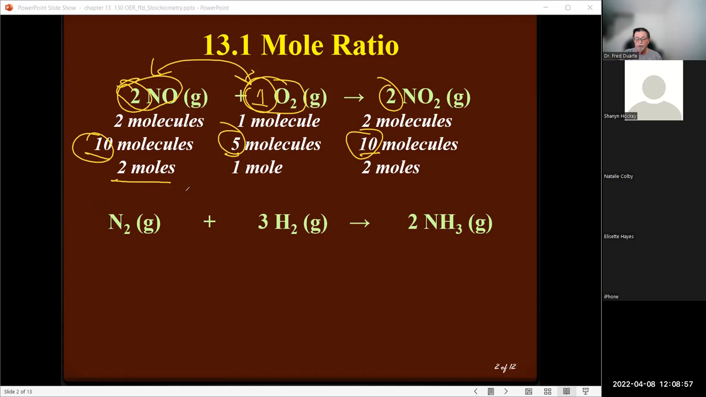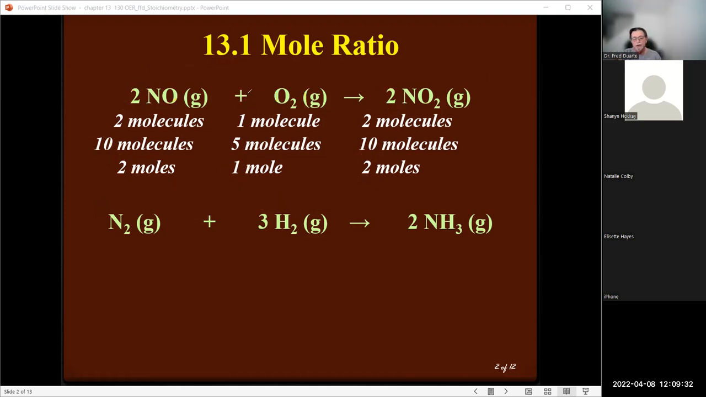Remember, 1 mole is equal to 6.02 times 10 to the 23rd. In this case, it could be molecules, okay? And so this reaction can also read 2 moles of NO require 1 mole of oxygen to give us 2 moles of nitrogen dioxide, okay? Excuse me, let me clear this up.